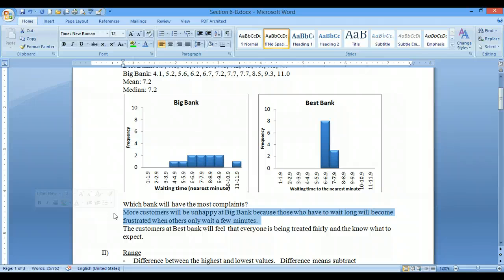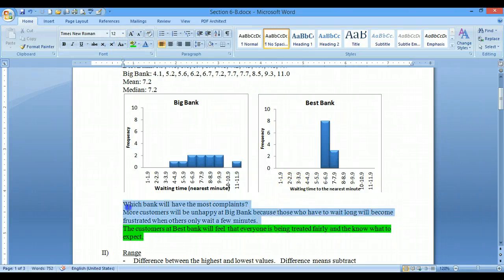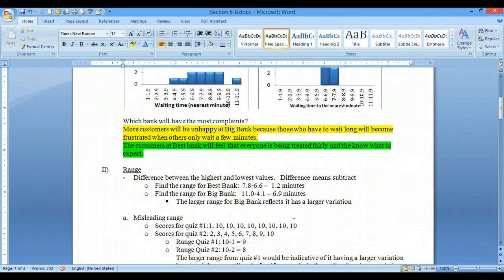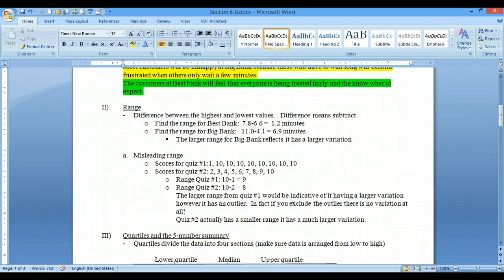And my other thought is that people at Best Bank know that everyone's being treated fairly, and they also know what to expect. So if everyone's taking approximately 7.2 minutes, then they're going to anticipate their wait time to be about 7.2 minutes. And I'm going to highlight these in two different colors because I have two different thoughts for my answer. All right, let's move to Roman numeral 2, or range.